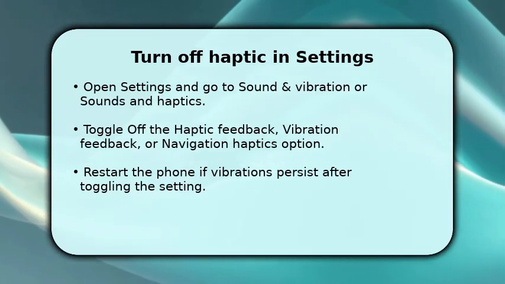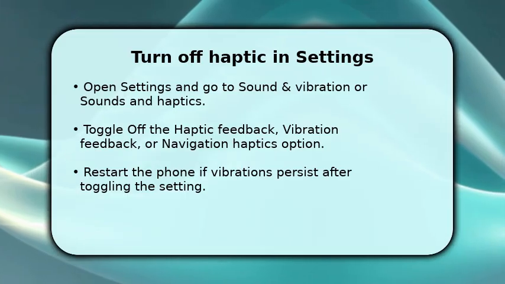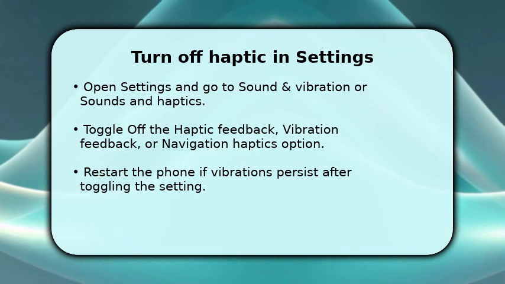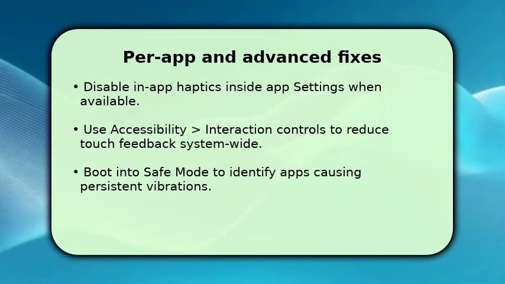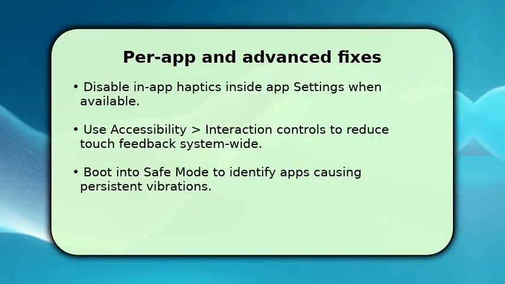If vibrations persist, restart the phone to clear cached processes. This method disables system haptics without affecting media or ringtone volume controls. Some apps provide their own haptic controls inside the app settings. Disable them there. Use accessibility, then interaction controls to reduce touch feedback system-wide if your phone offers that option.